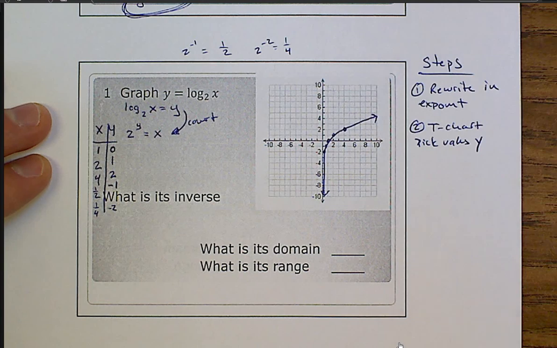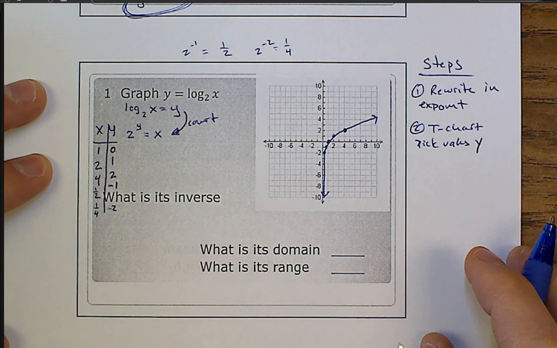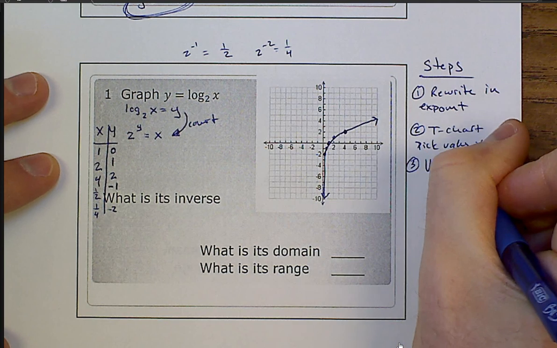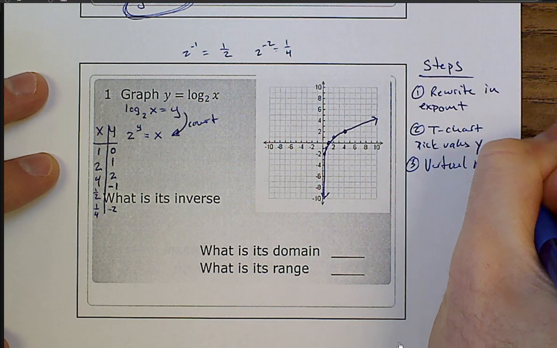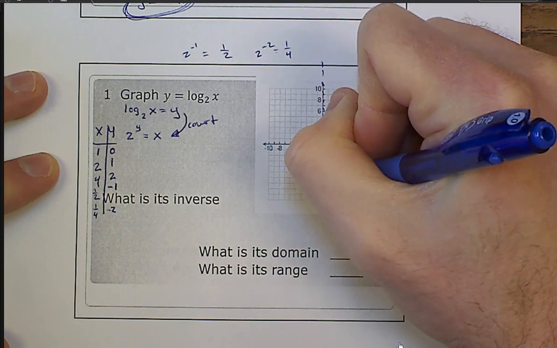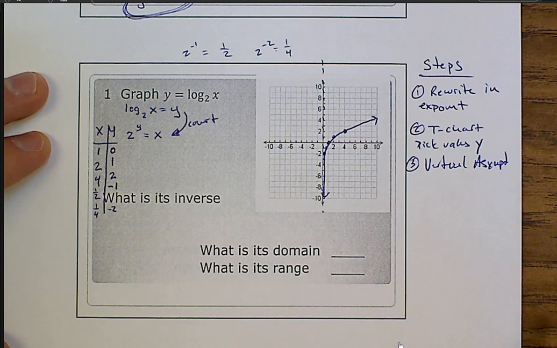You no longer have a horizontal asymptote. With logs, you have a vertical asymptote. Okay? And that vertical asymptote, the dotted line, would run right here. So log functions have vertical asymptotes. You need to know that.